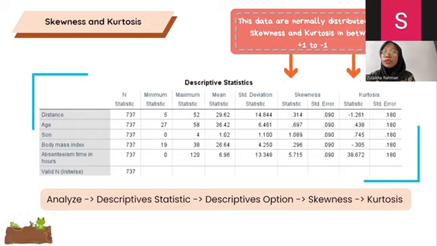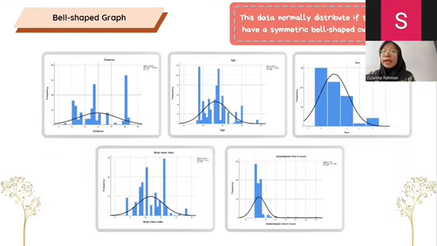Next, we'll move to the skewness and kurtosis. For normally distributed data, the skewness and kurtosis must be between +1 and -1. Since skewness and kurtosis for the variable absenteeism at work are more than 1, it's concluded that our data is not normally distributed. Other than that, the bell-shaped curve. This bell-shaped curve shows normal distribution if it has a symmetrical curve. Here it's shown that the bell shape for the variables distance and absenteeism at work are not symmetric. Hence, our data are not normally distributed.